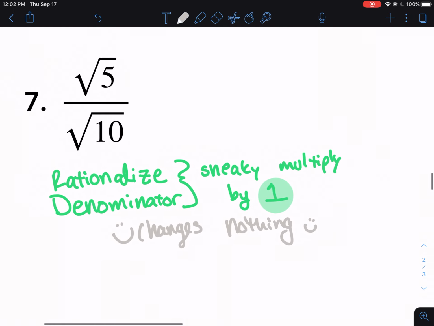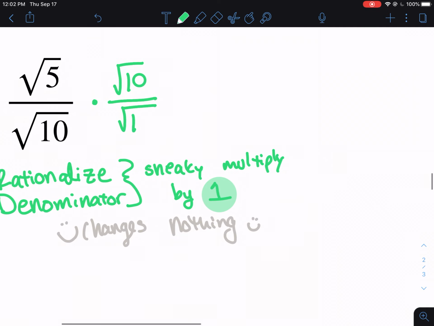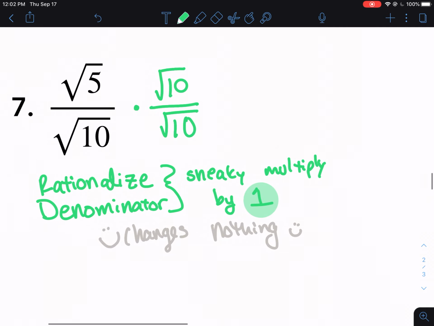Now, when I say sneaky, I mean we're going to multiply by something divided by its same self, because that's 1. Anything divided by itself is 1. For example, I could multiply 2 over 2. It's still 1, but that's not going to be helpful. Instead, I'm going to multiply by the square root of 10 over the square root of 10.